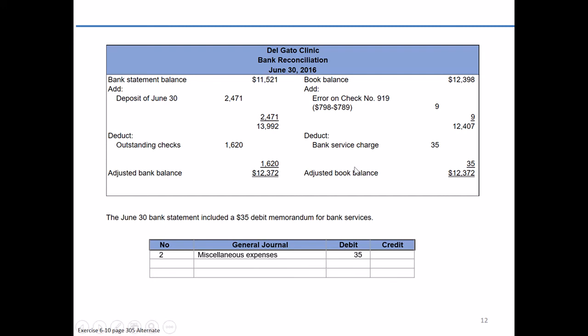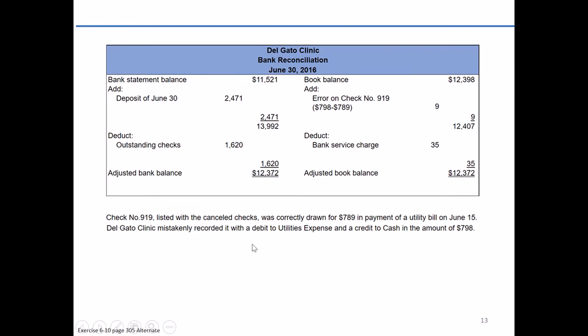The other side of this is we're deducting cash. From Delgado's perspective, cash is an asset. We deduct cash by crediting cash, also for the $35. Once that's recorded, we're going to lower our book balance and get it a little bit closer to what the true balance should be. Let's look at our next item that we looked at before.